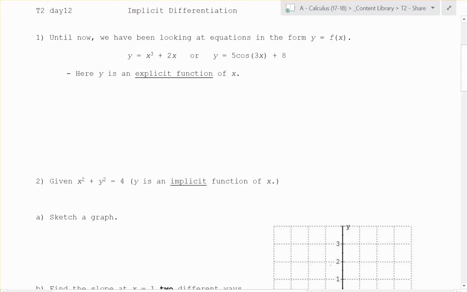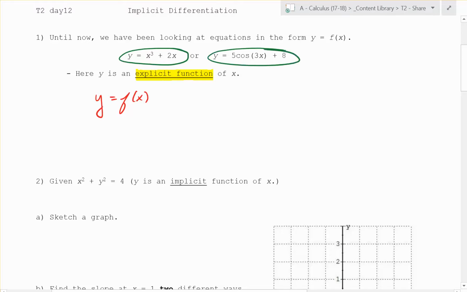Today we're going to talk about implicit differentiation. Up until this point, we have been working with explicit functions. These are functions that are written y in terms of x. So you'll notice here y is written just in terms of x. That's not always the case.